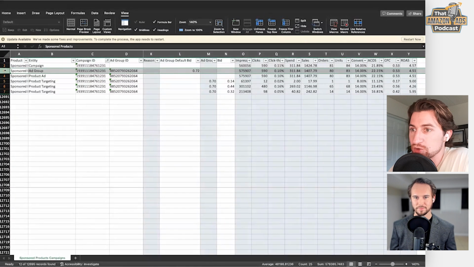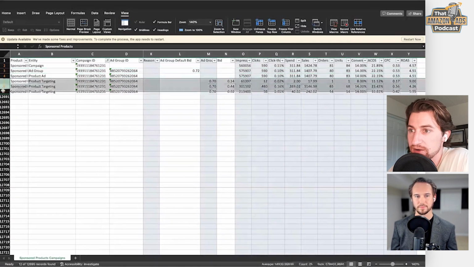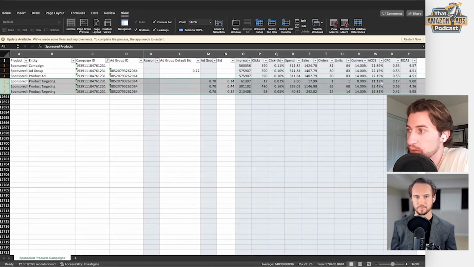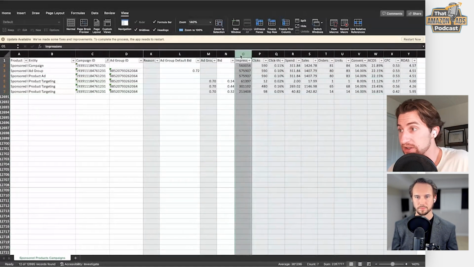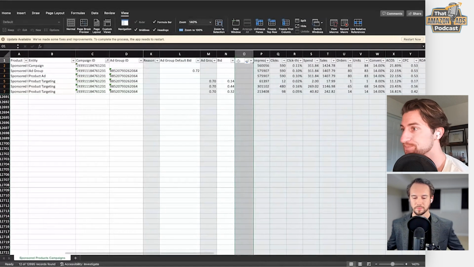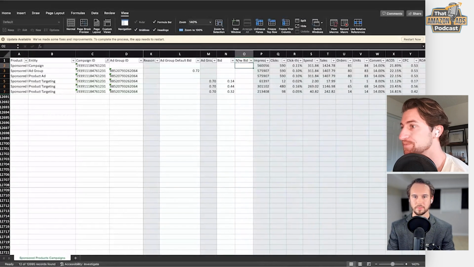The way this would look is, for all of these product targets down here, we've got these 3 different product targets. All of these are way below my target ACoS. So typically I would come through and I would be increasing these bids, right? So I'm going to insert a new column here. We can call this new bid.